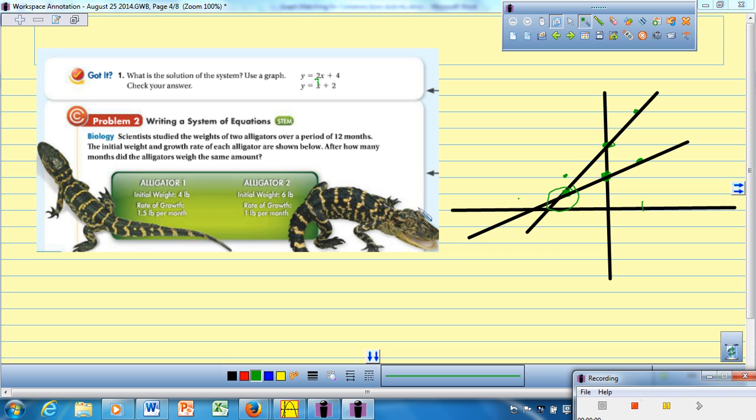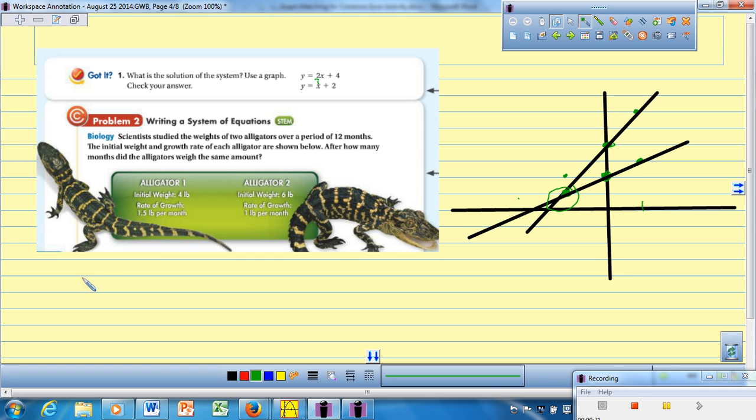Biology scientists, quiet please, studied the weights of alligators over a period of 12 months. The initial weight and growth rate of each alligator are shown below. After how many months did the alligators weigh the same amount? So they're giving me the information in words this time, and we need to write the equation.